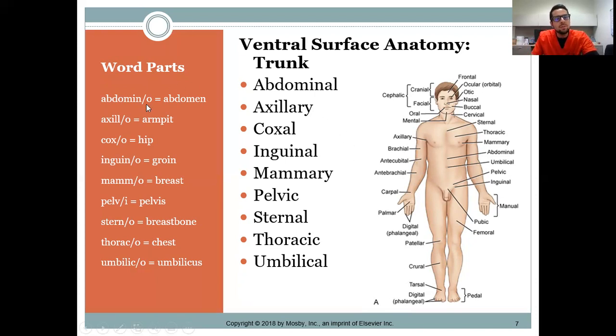Some of these that I'm going to go over here, the word parts, some of them are very similar, but some of them are not, like coxo means hip, okay? Inguinal means groin, mammo equals breast, pelvis is pelvis, sterno is breastbone, thoraco is for chest, and umbilico is for umbilicus. So you kind of see how these word parts, combining forms as well, mean the corresponding locations.